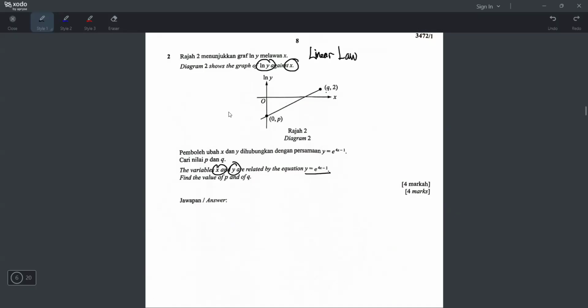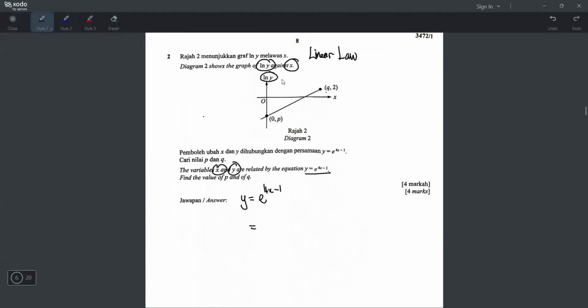Okay, the first step when we are doing a linear law question is always to change the equation to linear form. It means we have to change this y equals e power 4x minus 1, into y equals mx plus c first, right? Because if we don't do that, then we cannot find the value of p and q later. So please remember this. When doing linear law, the first step must always be to change to linear form. We don't look at the diagram first. The diagram is useless. Okay, how do we change it to y equals mx plus c?